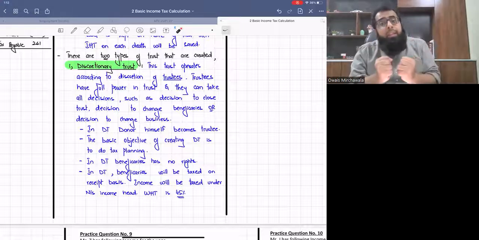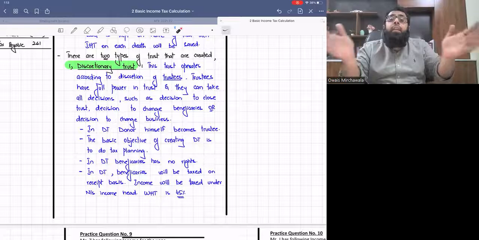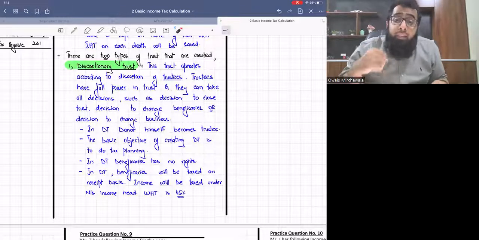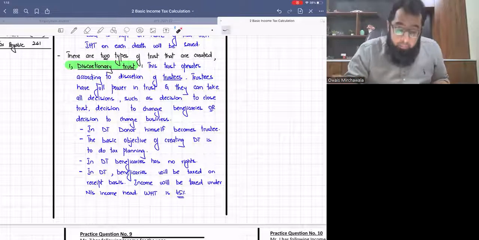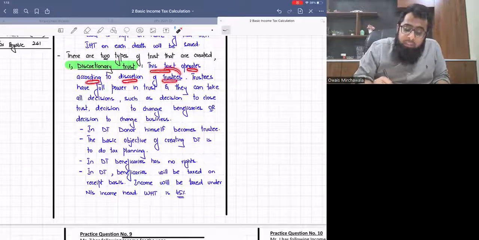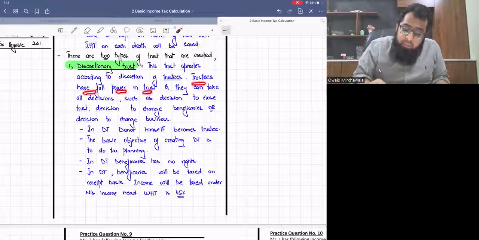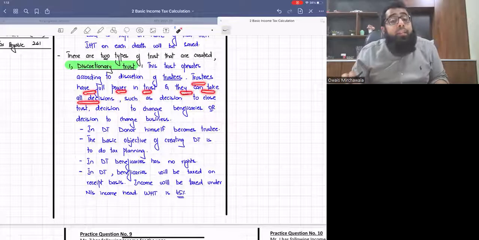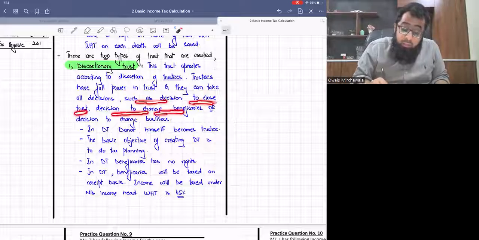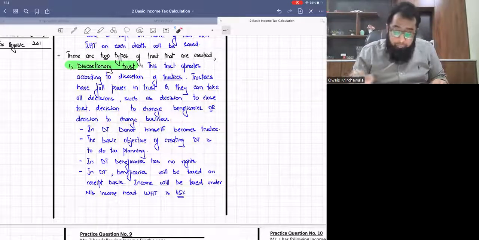Now he uses the trust to do income tax planning. He distributes the income on multiple names. He can save the inheritance tax. This trust operates according to the discretion of the trustees. Trustees have full power in the trust and they can take all the decisions, such as the decision to close the trust, the decision to change beneficiary, or the decision to change the business activity.